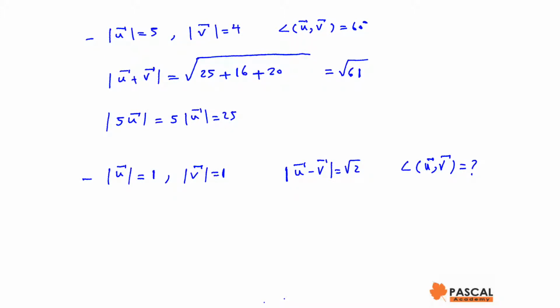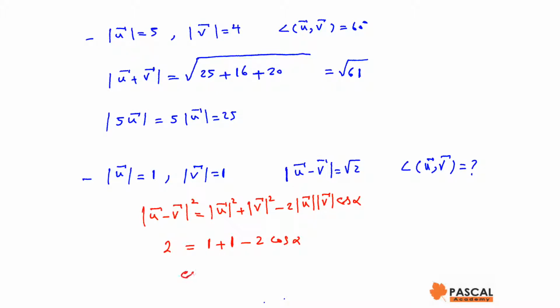Our last example: we have two unit vectors u and v, and we know the magnitude of u minus v is square root of 2. We are looking for the angle between u and v. Since magnitude of u minus v to the power of 2 is magnitude of u to the power of 2 plus magnitude of v to the power of 2 minus 2 times magnitude of u times magnitude of v times cosine of alpha, we have 2 equals 1 plus 1 minus 2 cosine of alpha. Therefore, cosine of alpha is 0. That means alpha is 90 degrees. Therefore, if the magnitude of u minus v is root 2, when u and v are unit vectors, their angle is 90 degrees. They are perpendicular.